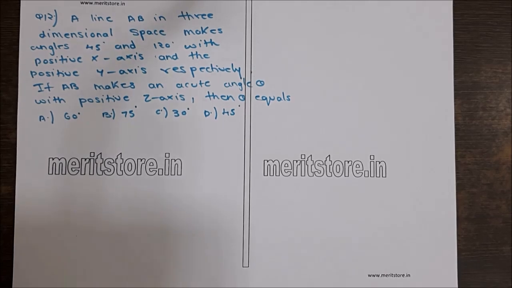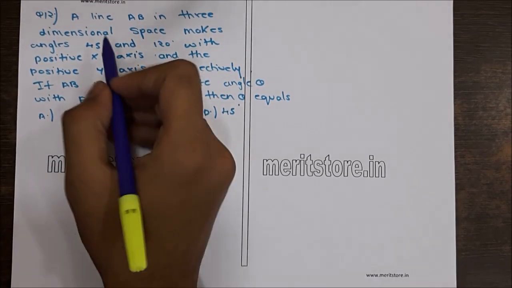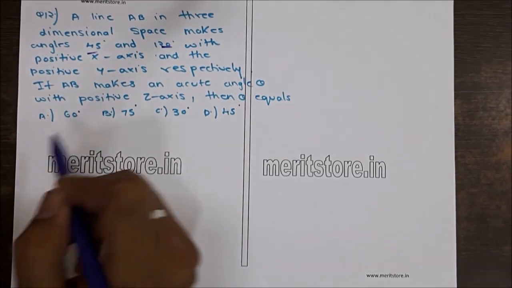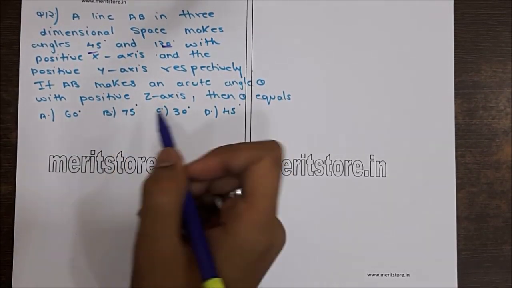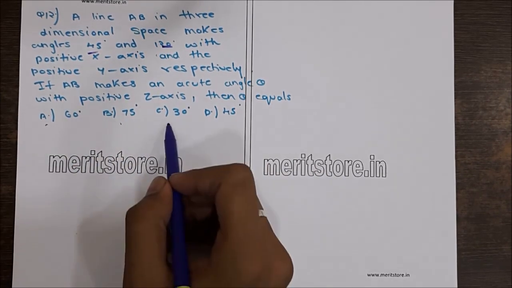Question number 12. A line AB in three-dimensional space makes angles 45 degrees and 120 degrees with positive x-axis and positive y-axis respectively. If AB makes an acute angle theta with positive z-axis, then theta would be A, B, C or D.